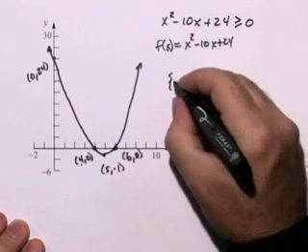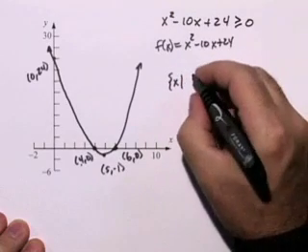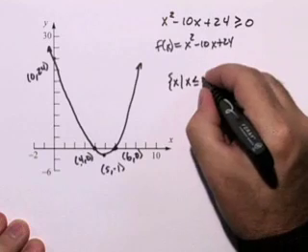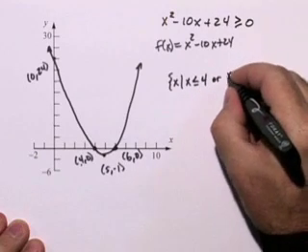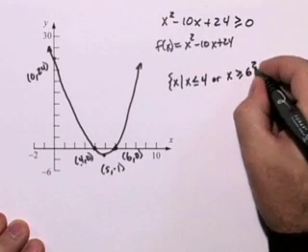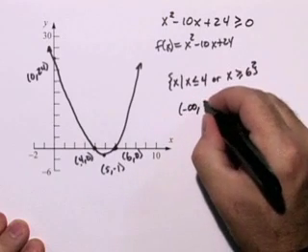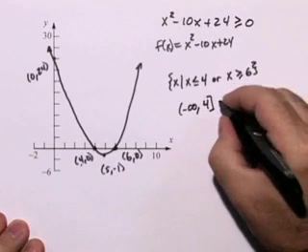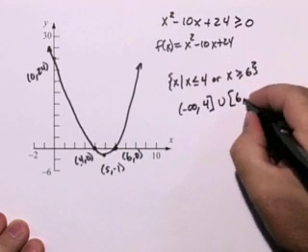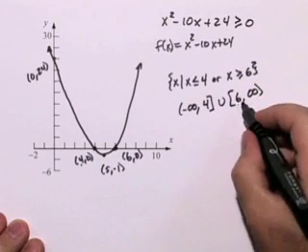So the solution set to our inequality is the set of all values for x such that x is less than or equal to 4, or x is greater than or equal to 6. We write this in interval notation as negative infinity to 4 using a square bracket, union with 6 to infinity, again a square bracket on 6.